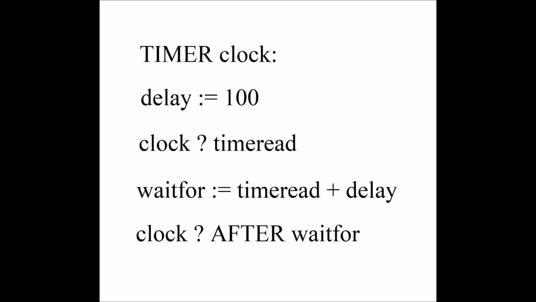We use the reserved word timer to define a clock, which looks like a variable definition, but it's really more like a channel definition. We'll just define a variable delay, and we'll set it to 100. Then we'll say clock gets time read. So time read will get the value of the counter at that moment. Then we'll say wait for equals time read plus our delay, which was 100. And then clock gets after wait for means that it'll look at the value of the clock and not execute that instruction until you get to the time described in wait for.